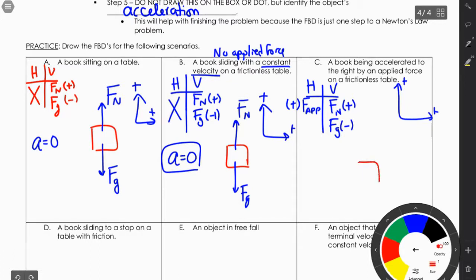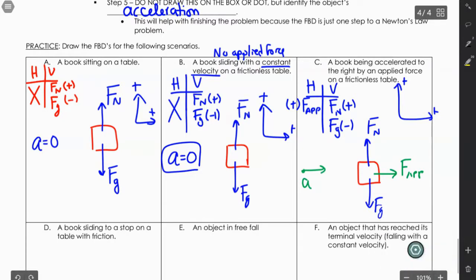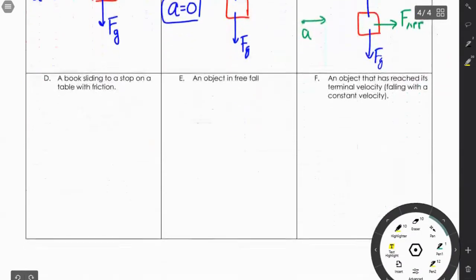And so here's my box or my book, right? And so now I draw my arrows. Fn, Fg is my vertical side. And now I have this applied force. Right, and it's telling me in the problem that I'm accelerating to the right. Okay, so that was what it would look like there. Oh, let me pan up a little bit.